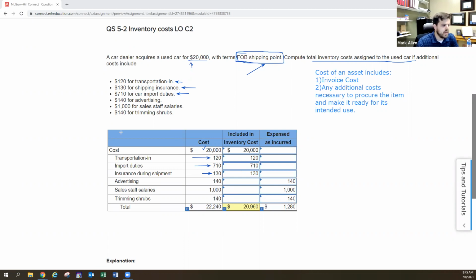Now, you'll notice these next three, they are not actually related to the receipt of the vehicle. Advertising, well, that's going to be what we call a selling expense, like we saw back in chapter 4. So this advertising cost is going to be excluded from the cost of the actual inventory. Sales staff salaries, not at all related to the actual car itself, and once again, another selling expense. And then $140 for trimming shrubs. This is just going to be a general and admin expense. It's just general upkeep of the firm. So all three of those simply get put down here, and they will be expensed as incurred.